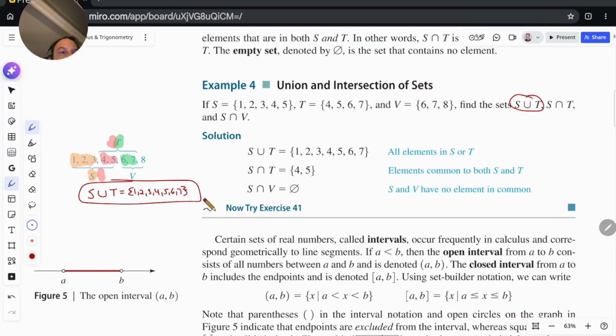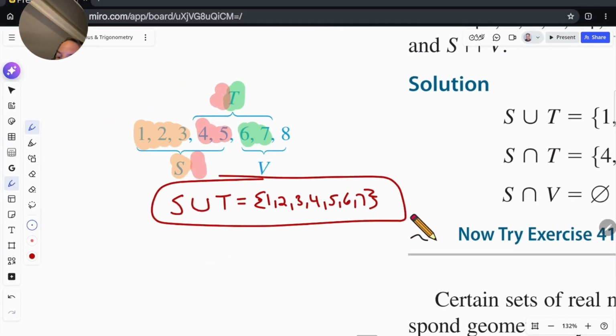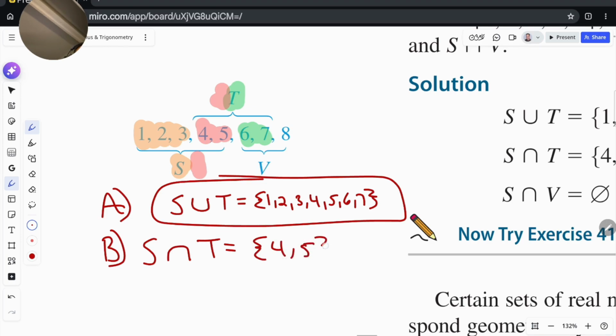What about part B? Now, intersection means elements in both sets simultaneously. So in other words, which elements appear in both S and T? Let's zoom in, 4 and 5. So let's write that out for B. Upside down U, and another brace set for 4 and 5. There's our answer for B.